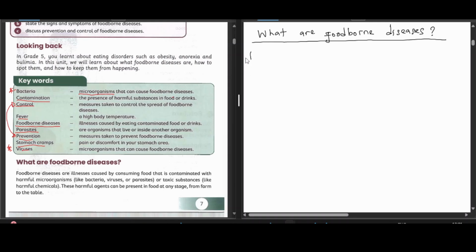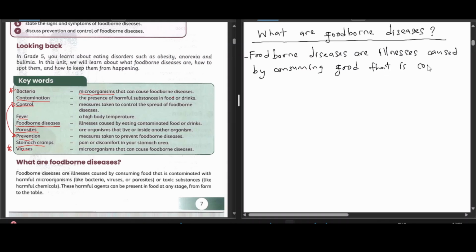So, foodborne diseases are illnesses caused by consuming food that is contaminated by harmful microorganisms.